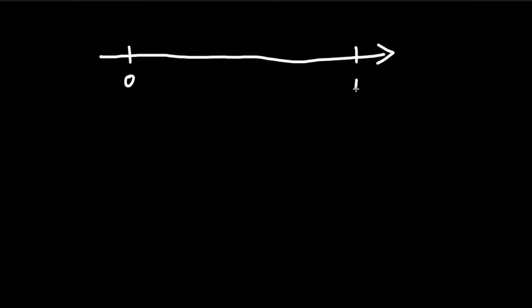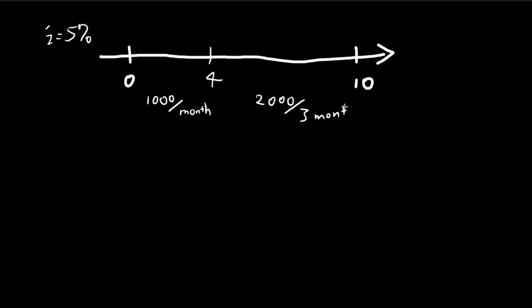So it lasts up to 10 years, and there's an interest rate of 5%. And for the first 4 years, we're receiving $1,000 per month. And for the final 6 years, we're receiving $2,000 per 3 months. And it's all happening at the end of each period, so it's all annuity immediates. So what's the present value? So we just break this up into 2 parts.